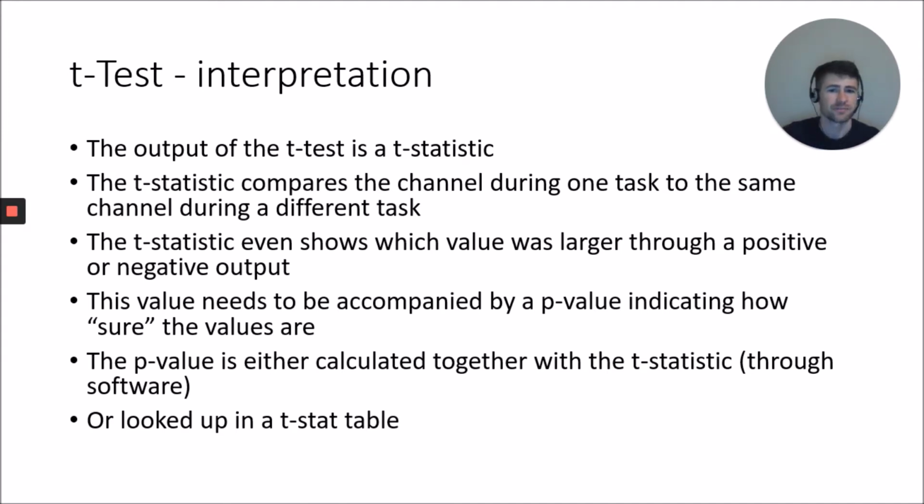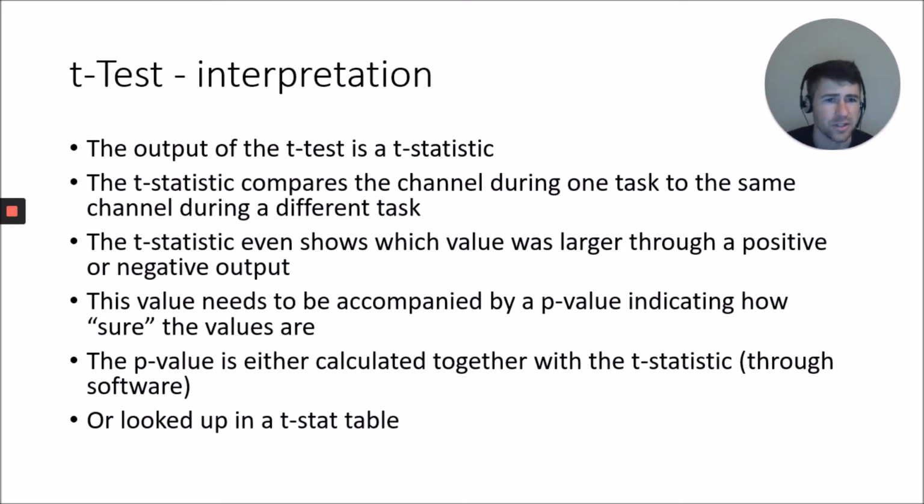What that gives you, that t-test will give you a t-statistic. The t-statistic will compare that channel for each task. So this channel for my left hand versus this channel for my right hand. And you do that for every channel across the head. So a larger positive value will indicate that the first column, or the positive contrast part, was actually greater than the second. A negative value would be the opposite.